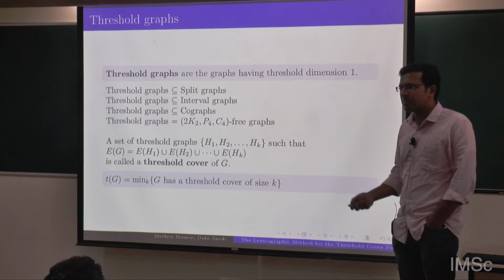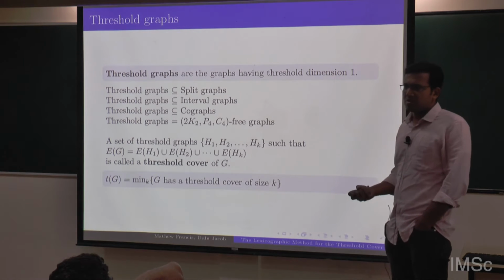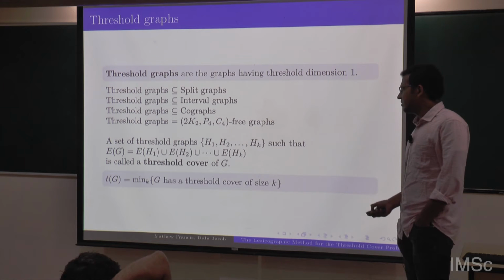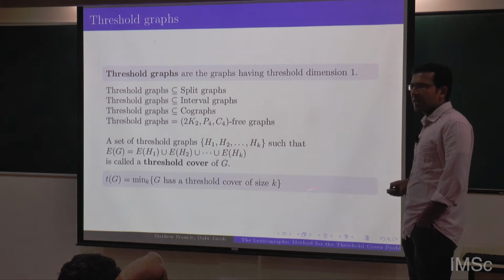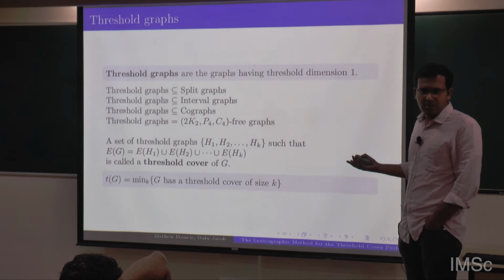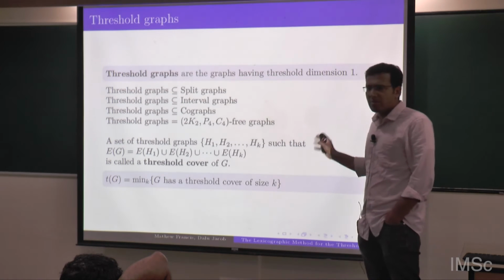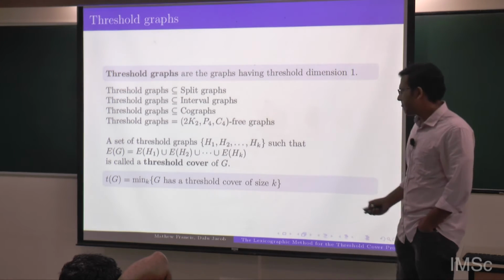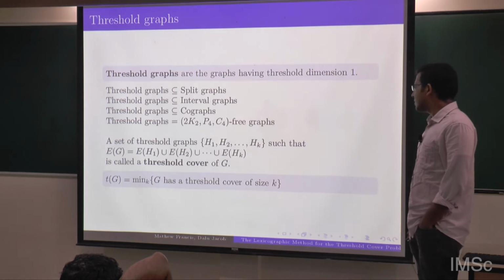So that answers your question if it's bounded, because if you just take one single edge and put in all isolated vertices, that is a threshold graph. So the number of edges is an upper bound on the threshold dimension of any graph. Okay.